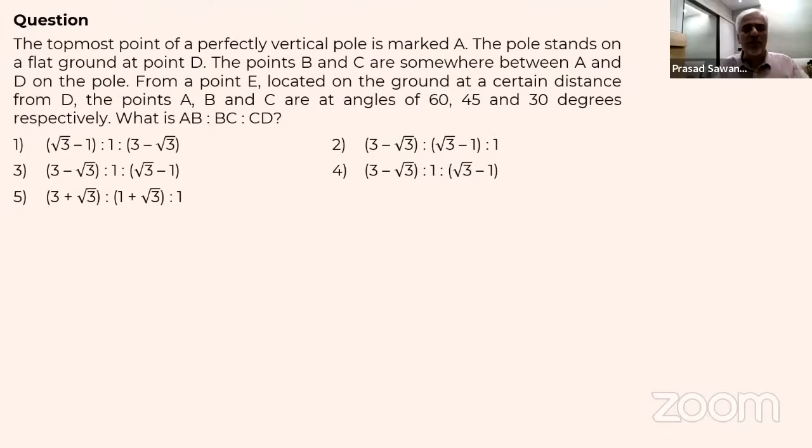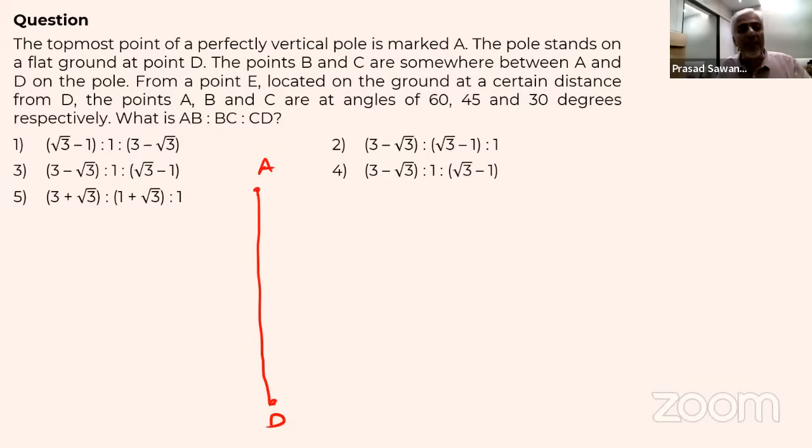Okay. Next question. Heights and distances once more. The topmost point of a perfectly vertically marked pole is A. The pole stands on flat ground at D. The points B and C are somewhere between A and D on the pole. So there is a pole over here. The topmost point is A. This is D. B and C are somewhere between that. I don't know where B and C are, so I'm just holding on to that.